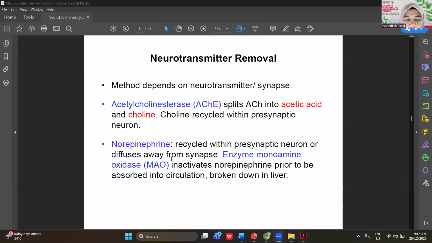Another one, we have the norepinephrine mechanism. So norepinephrine is taken back into the presynaptic neuron. This is the reuptake mechanism. And also some norepinephrine can diffuse away from the synaptic cleft. And also the enzyme monoamine oxidase inactivates norepinephrine prior to being absorbed into circulation, and it is going to be broken down in the liver.